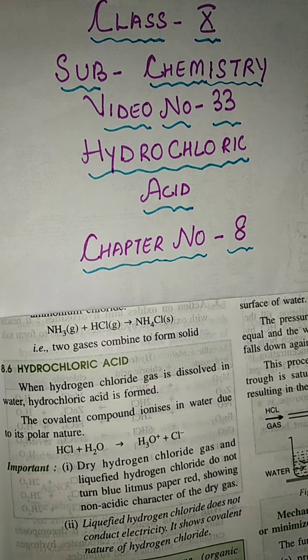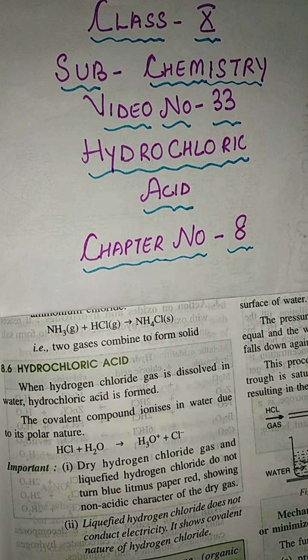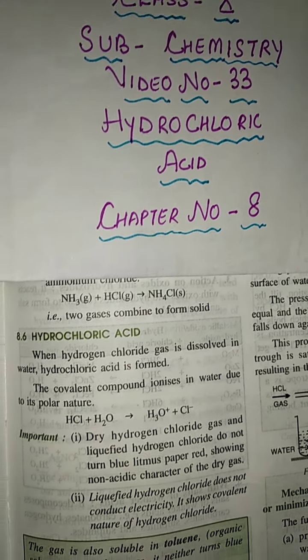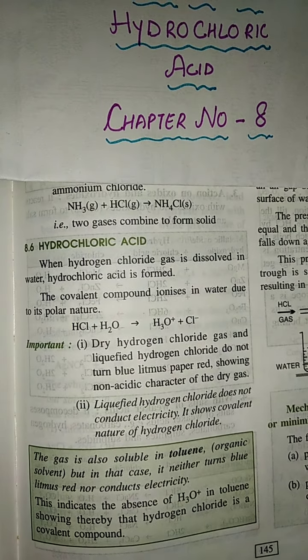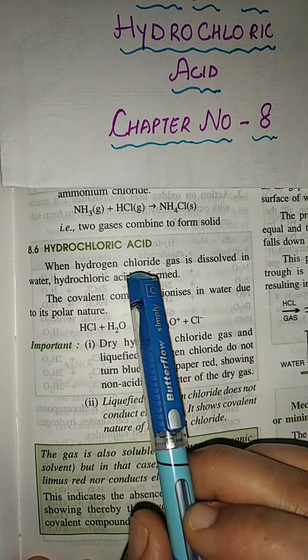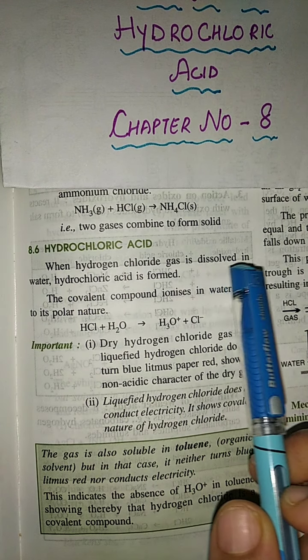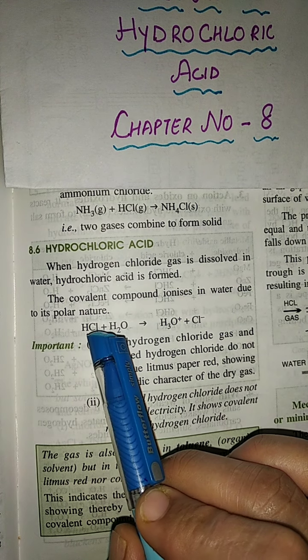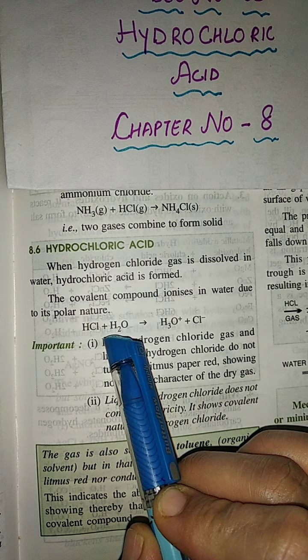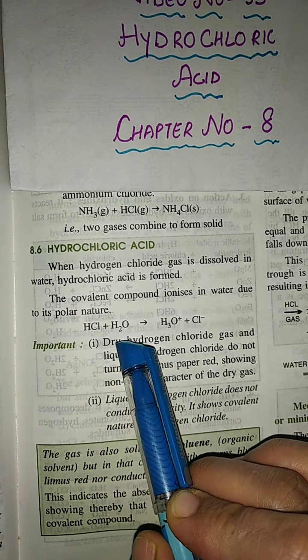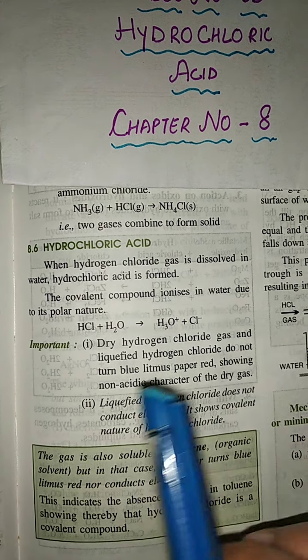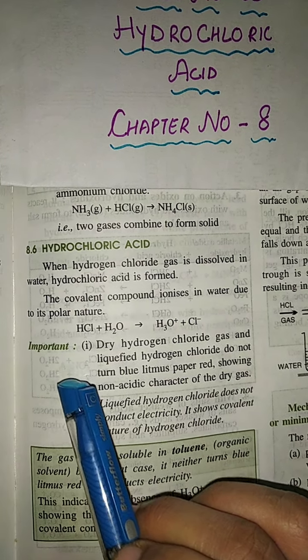Hello students, this is video number 33 and in this video we will study hydrochloric acid, which is the second part of chapter number 8. Now let's start with hydrochloric acid. When hydrogen chloride gas is dissolved in water, hydrochloric acid is formed. As you know, hydrogen chloride is polar in nature, therefore it ionizes in water, giving two ions, hydronium ion and Cl negative. There is one note given over here, let's read it.